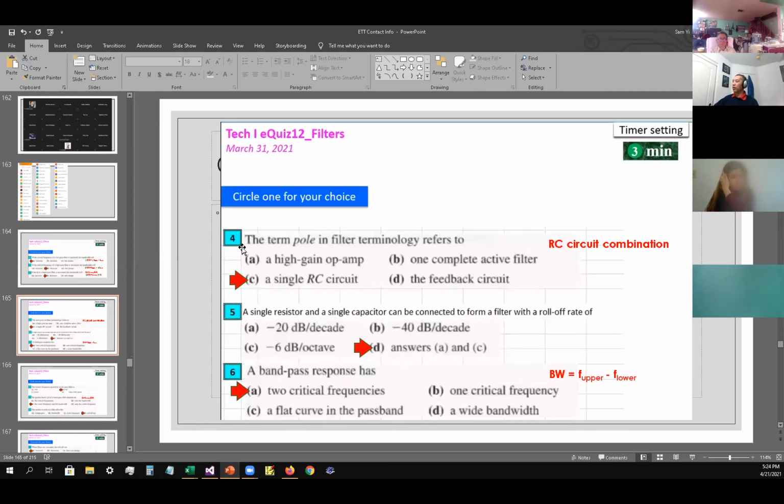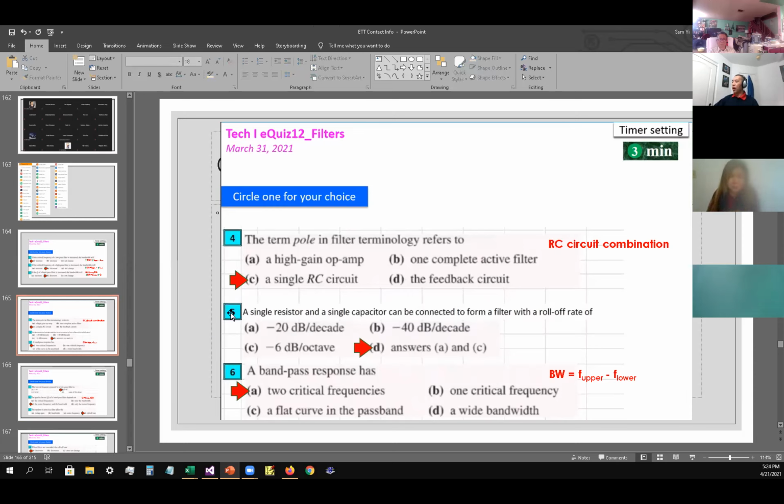Number 4, they said the term pole in filter terminology refers to the RC circuit combination. That was from the handout. So if you want a single pole, it only has a single RC circuit. Okay. That was from the handout.